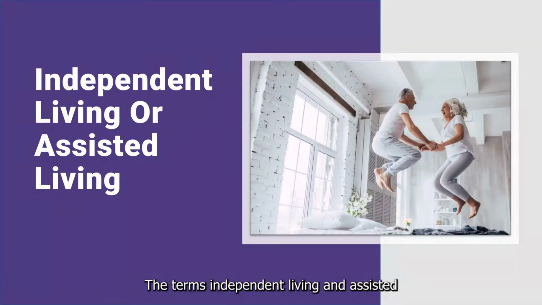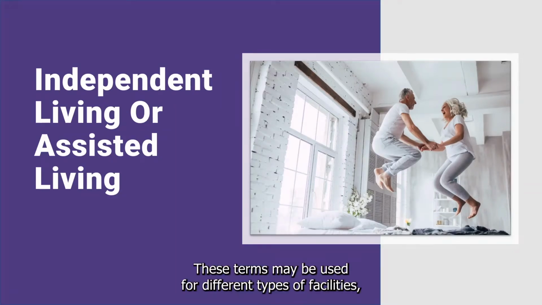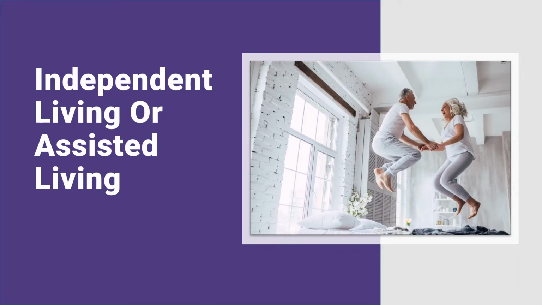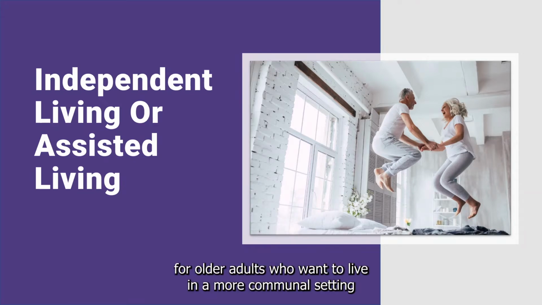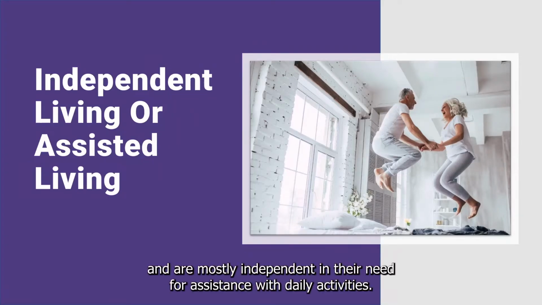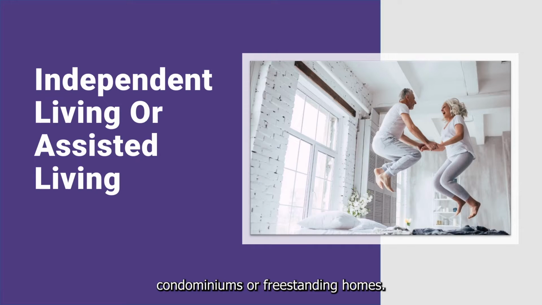The terms independent living and assisted living are not defined by statute or administrative rule in Michigan. These terms may be used for different types of facilities, including those that may be licensed. Independent living settings or communities are designed for older adults who want to live in a more communal setting and are mostly independent in their need for assistance with daily activities. Most commonly, independent living residents reside in apartments, condominiums, or freestanding homes.